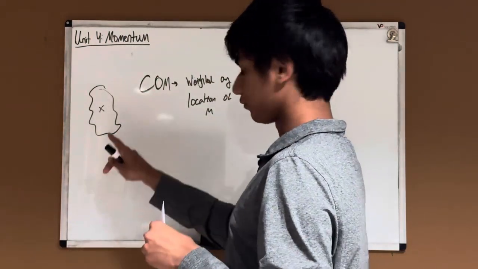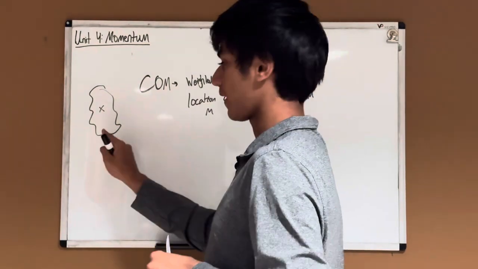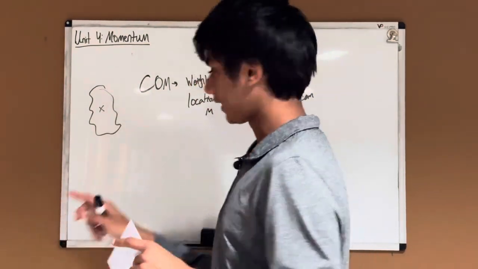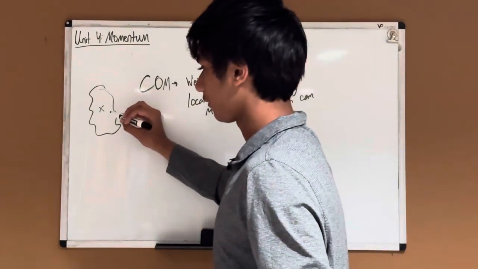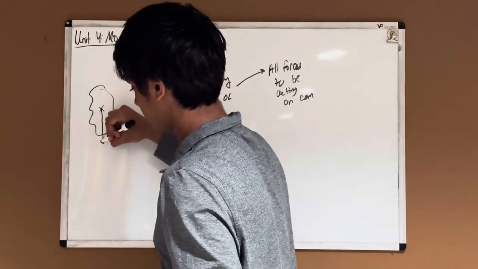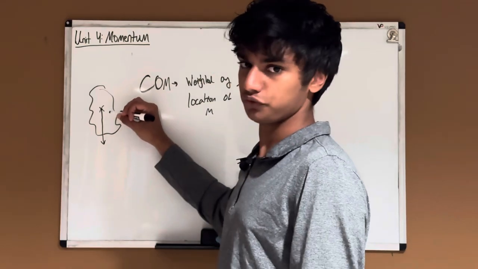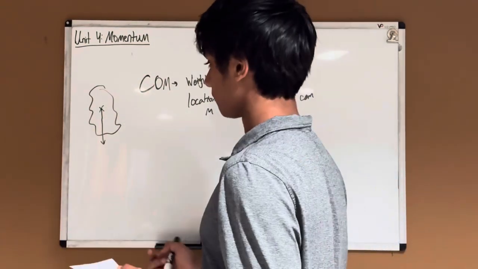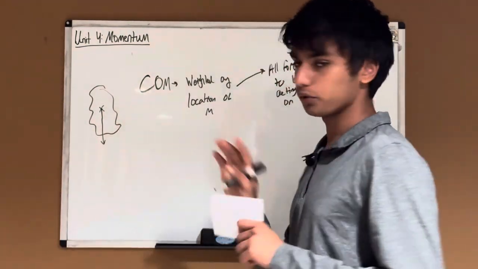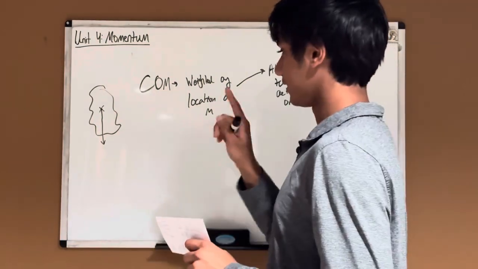The force of gravity is acting everywhere on the system, on each mass particle. But because the center of mass is the weighted average location of the mass, we can say that the force of gravity is only acting on the center of mass, which is useful when we're doing problems in the future with torque or other kinds of physics problems. So again, center of mass is where all the forces act on an object.